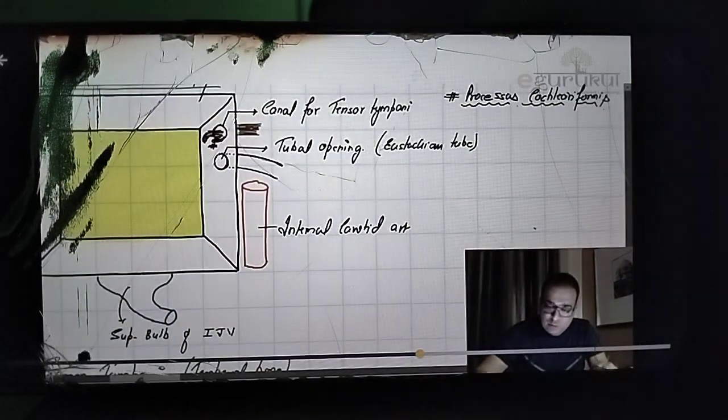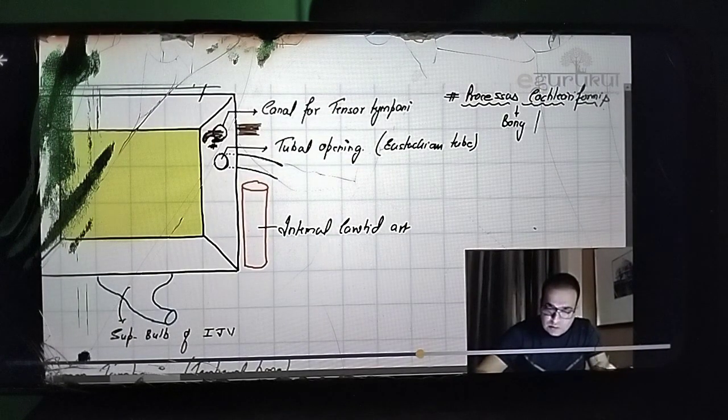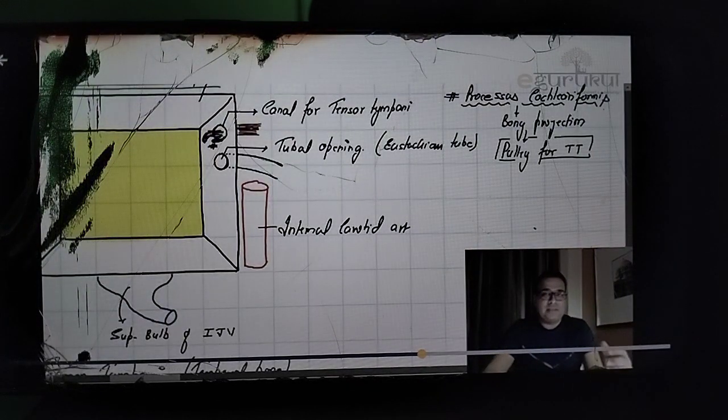And what is the function of this bony projection? The function of this bony projection is that it acts as a pulley. It acts as a pulley for tensor tympani. The tensor tympani muscle, what does it need to work on? The tympanic membrane. That's why the name is tensor tympani.